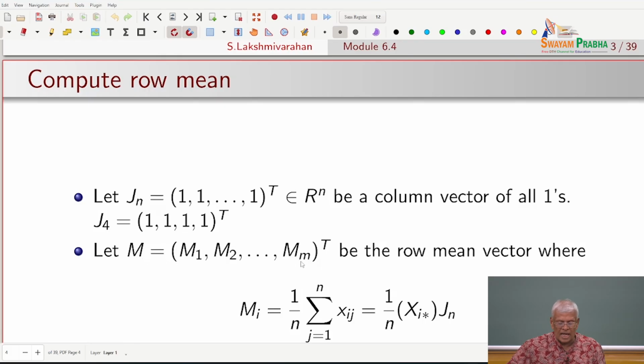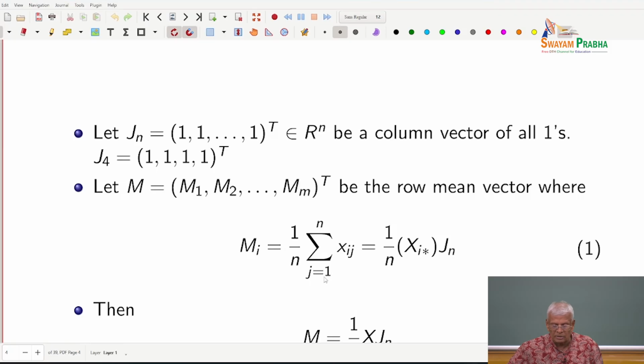Let m be a vector of size m, where m1 is for the first row of elements, m2 is the second row of elements, mm is the last row of elements. So mi is 1 over n, sum over j running from 1 to n of xij. So how can I express this sum in terms of matrix operation? Jn is a column vector of all ones. So this summation is equivalent to the inner product of the ith row with the column vector Jn. So xi star Jn is the inner product, multiplied by 1 over n.